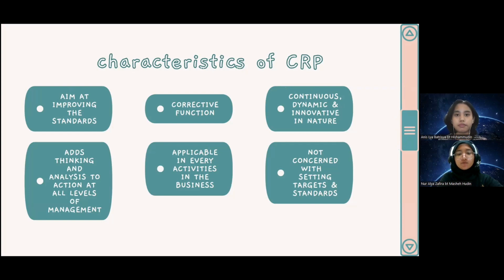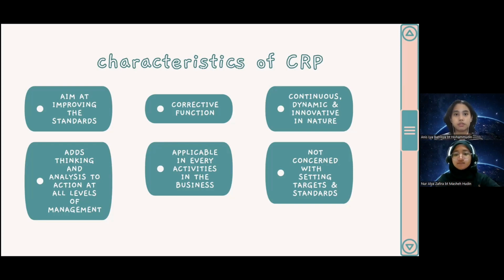Alright, moving on to the third part, which is the characteristics, objectives, and implementation of the cost reduction program. Let's go through them one by one, starting with the characteristics. Basically, there are lots of characteristics, but I picked only six that seem relevant and easier to understand. The first is aimed at improving the standards, then corrective function, continuous, dynamic, and innovative in nature, and adds thinking and analysis to action at all levels of management. For the fourth point, applicable in every activity in the business. And the last point is not concerned with setting targets and standards.